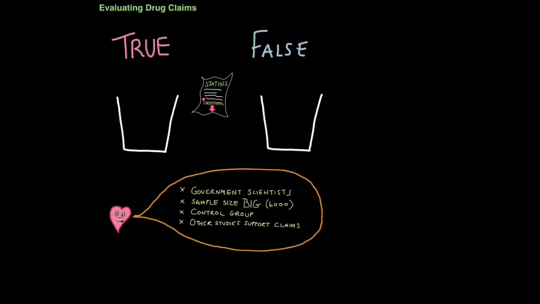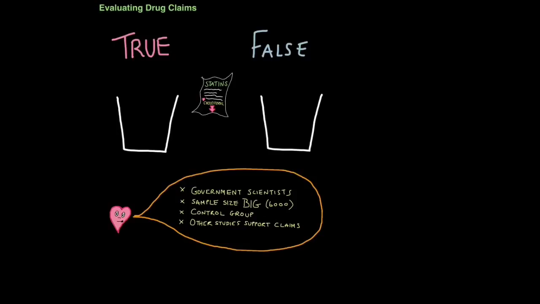Secondly, this drug has been tested on 6,000 people. That is a big sample size. This is also very important. Let's say it was only tested on one person. How could that one person represent the rest of the population? If you're testing on 6,000, however, you can bet that sample contains enough variation to represent the population fairly accurately.